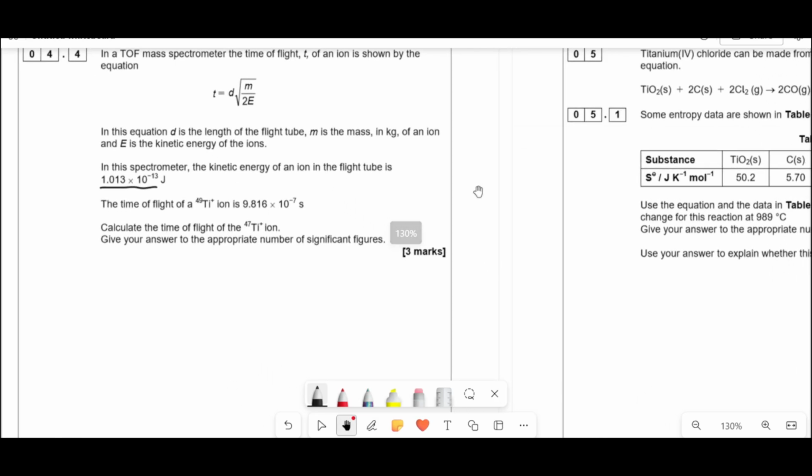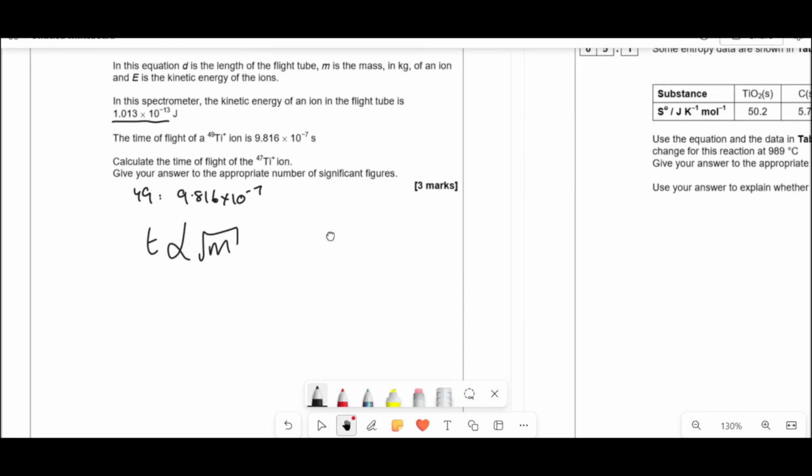So there are multiple ways of going around this, but what I'm going to do is look at what we know so far. For this 49, we know that the time is 9.816 times 10 to the minus 7. They're all going to be given the same kinetic energy. So the length is the same, the energy is the same, and the only thing that's changing is the mass. That means that the time is proportional to whatever's changing, so it's going to be the square root of m, right?